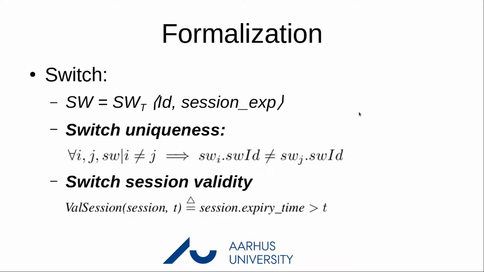So what does a switch component look like? We have a switch template that has some identity and a predefined session expiry time. That's something that could be tweaked depending on how long-lived our sessions should be. We say that our switch should be unique, right? So every switch needs to carry its own unique identity. And this is how we can check for the session validity. We always check: is the session expiry time greater than the current time within the system? So the session is still valid.